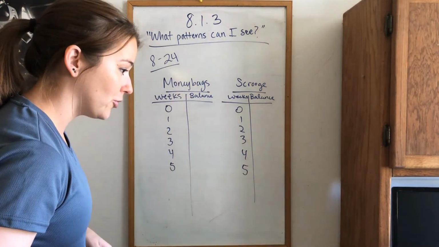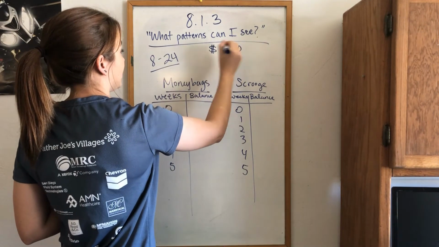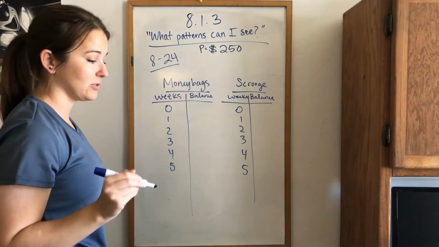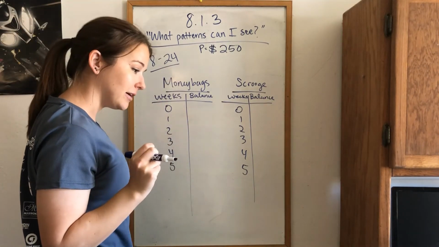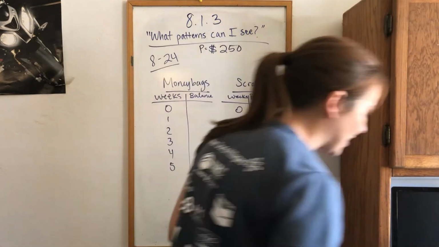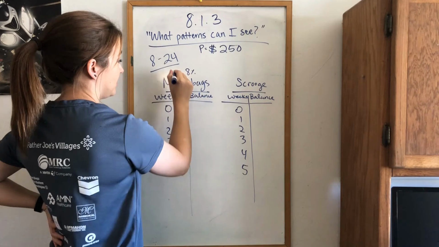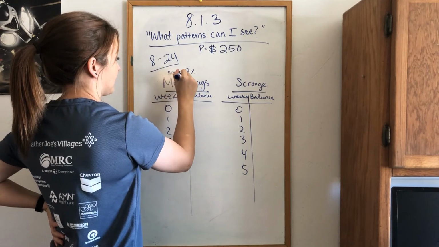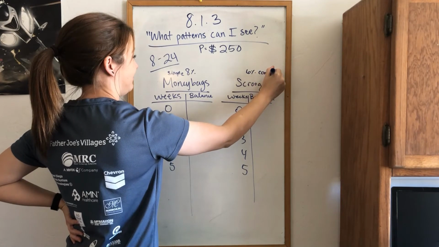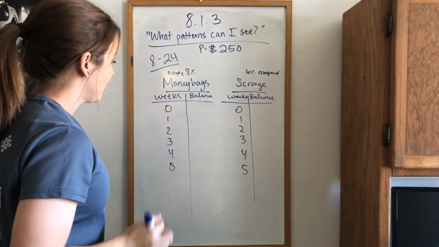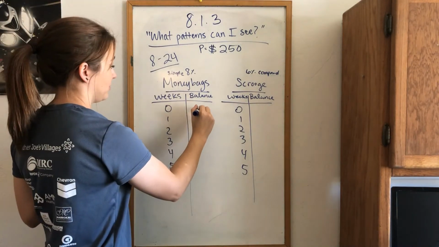So his principal is $250, that's how much he puts into the account. Moneybags is 8% interest, simple interest, and Scrooge is 6% compound. So what we need to do is start at 0 weeks for both, which is going to be $250.